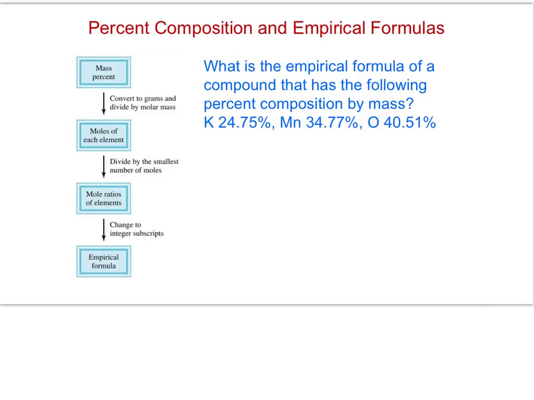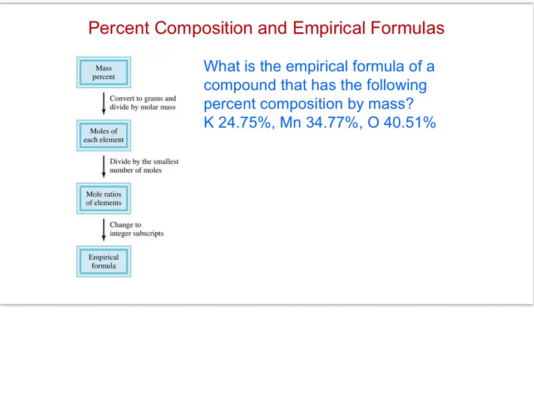Determining an empirical formula. So, just a reminder, an empirical formula is a formula that has the lowest whole number possible for a chemical formula. So, lowest whole numbers. What is the process of finding an empirical formula when you're given percent composition by mass?